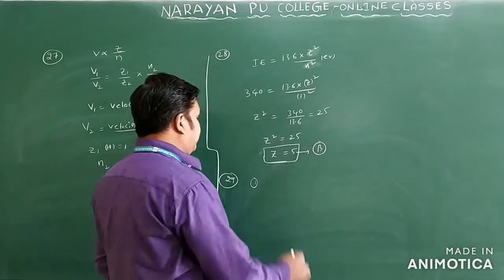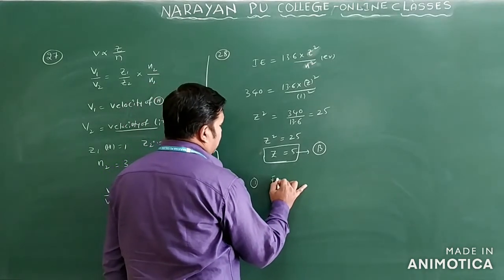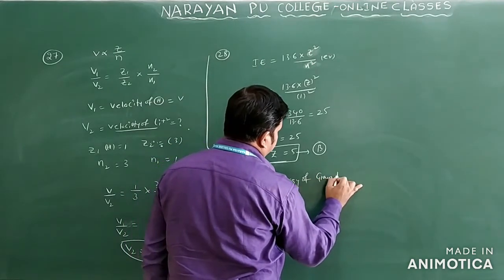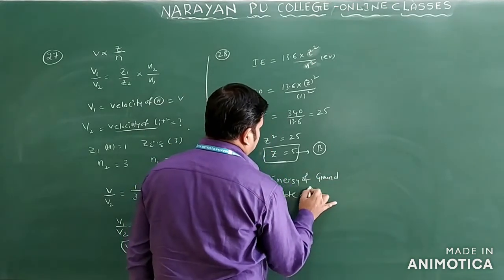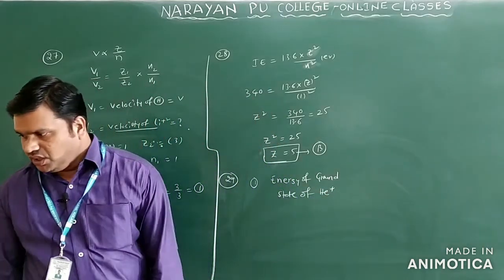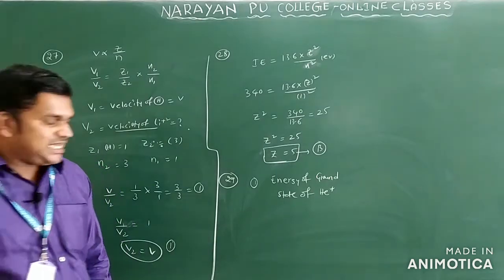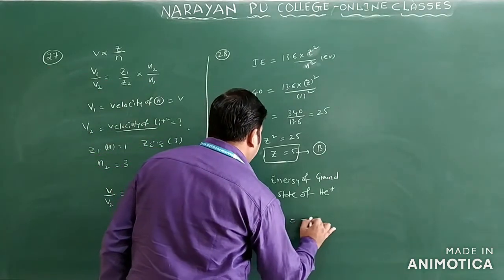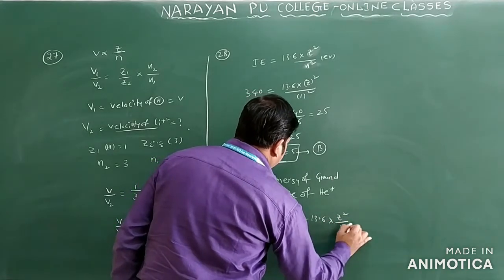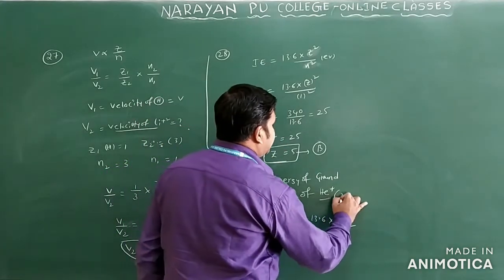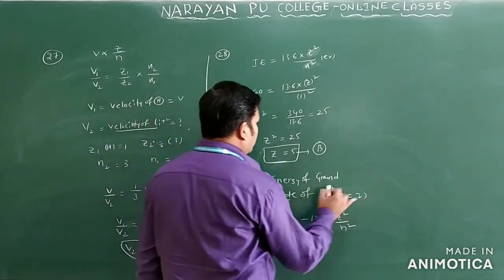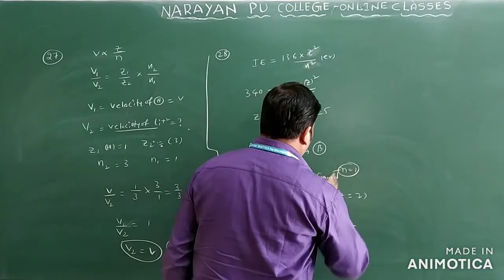Energy of the ground state of He+. This is the first one given. So we have to use the formula: energy is equal to minus 13.6 into Z square by n square. For helium, Z is how much? 2 only. Ground state means what do we have? You will write here n is equal to 1.